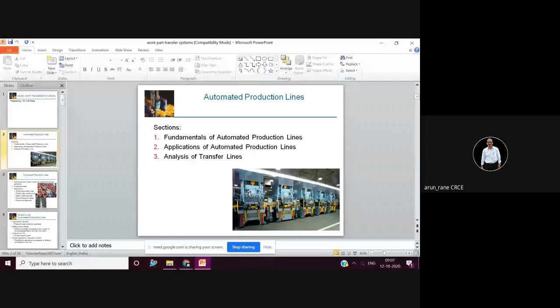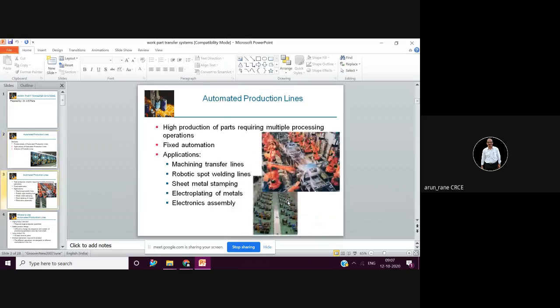So we're discussing the work part transfer system. You have a transfer line. Transfer lines are generally used for mass production. It concerns how the work is transferred from one machine or workstation to another. There are some mechanisms. From the examination point of view, it is just a short note that can be asked. Not that difficult.